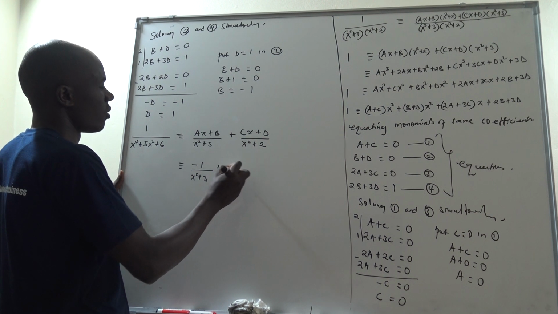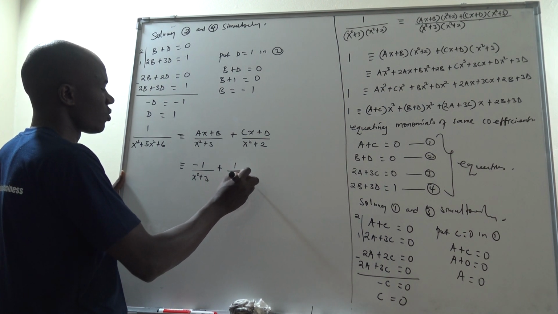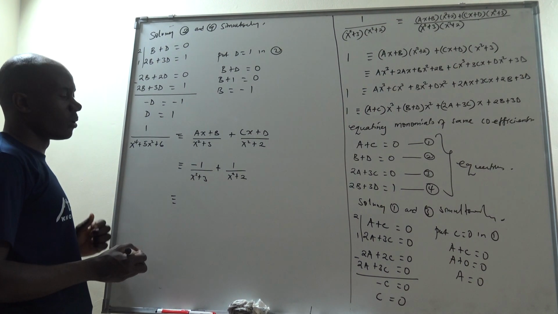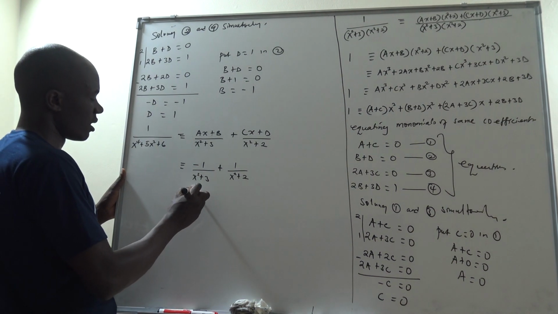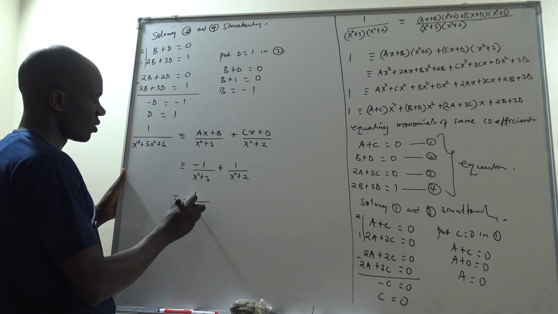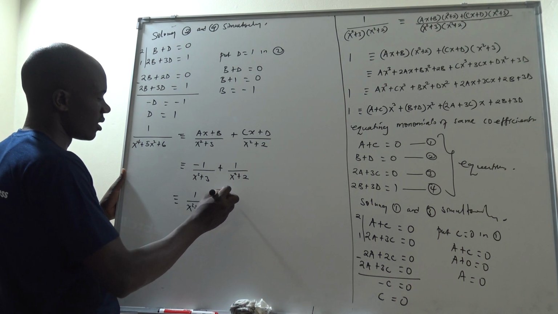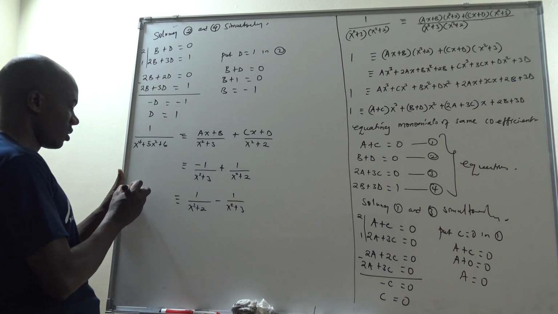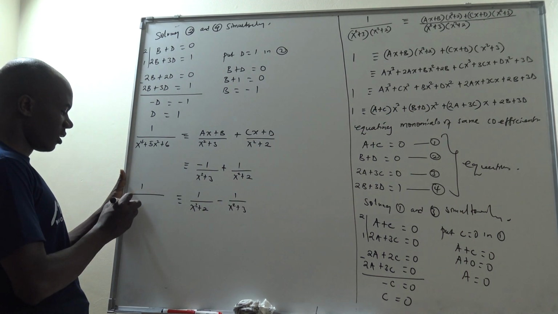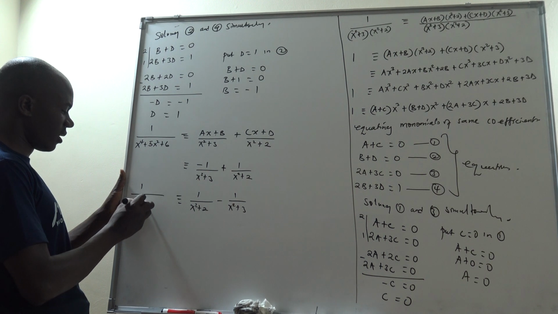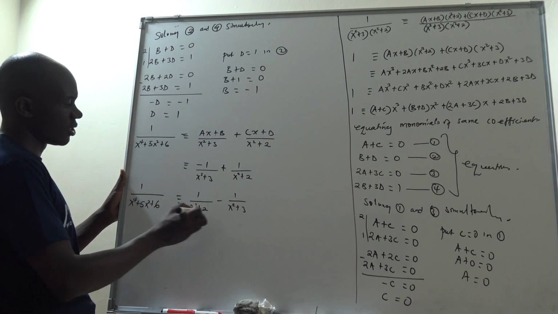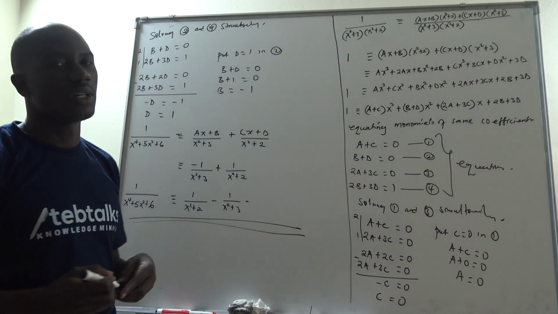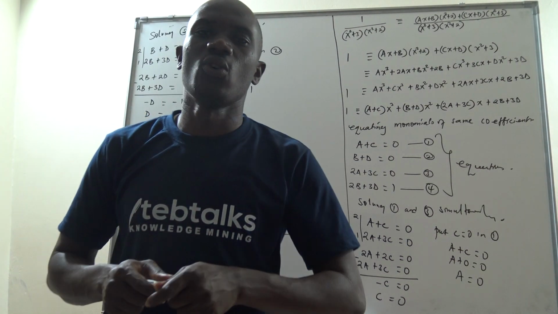So we are having 1 out of x squared plus 2, which is the same as, you can start with the one which is positive. It is the same as 1 out of x squared plus 2 minus 1 out of x squared plus 3, which is the same as 1 out of x to the power 4 plus 5x squared plus 6. So I've finished expressing this number into the required partial fractions.